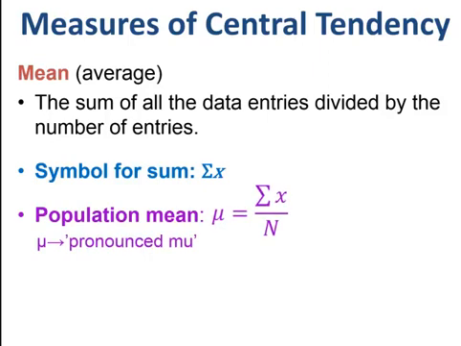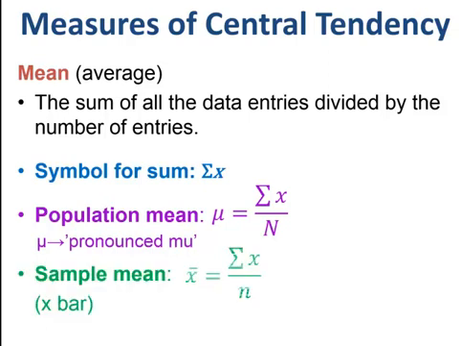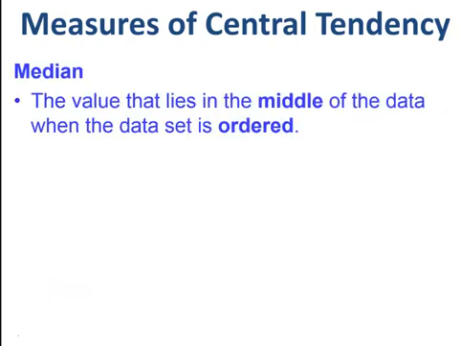If we're working with data that is the population, for the population mean we'll use the Greek letter mu to represent the mean. Again, you would sum up all the data entries and divide by the number of data entries. If we're working with a sample, the symbol would be x bar. Similarly, you would add up all the sample pieces and divide by the number of samples.